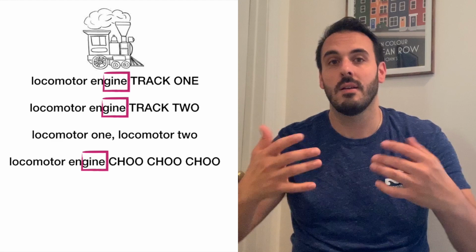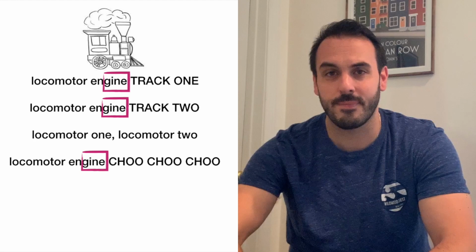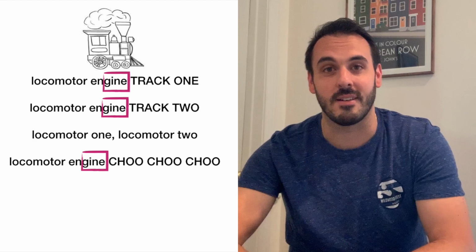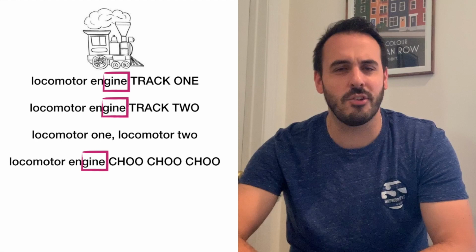Well, now we have some purple boxes. How many? Three. And on what words? Engine. But did the box go around the entire word or just part of the word? Yeah, just part of the word. Just the second half of engine.